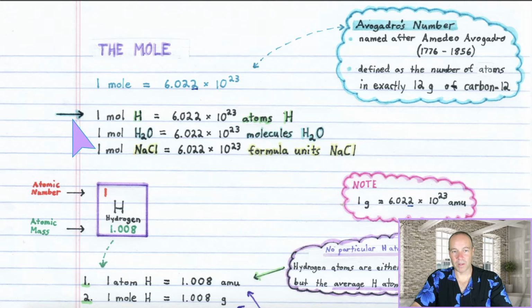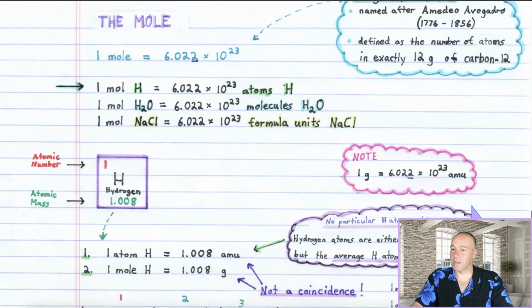For example, a mole of hydrogen equals Avogadro's number of atoms of hydrogen. A mole of water is Avogadro's number of molecules of water. And a mole of sodium chloride is Avogadro's number of formula units of sodium chloride. Remember, sodium chloride is not made of molecules, it's an ionic compound. And so if you have one sodium cation and one chloride anion, together they make up what's called a formula unit.